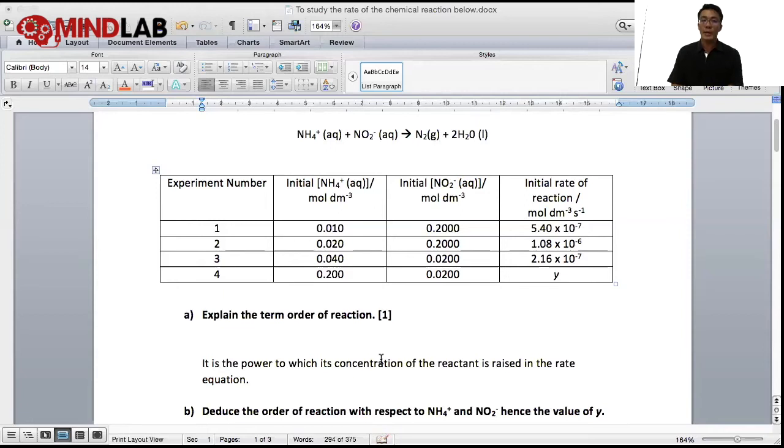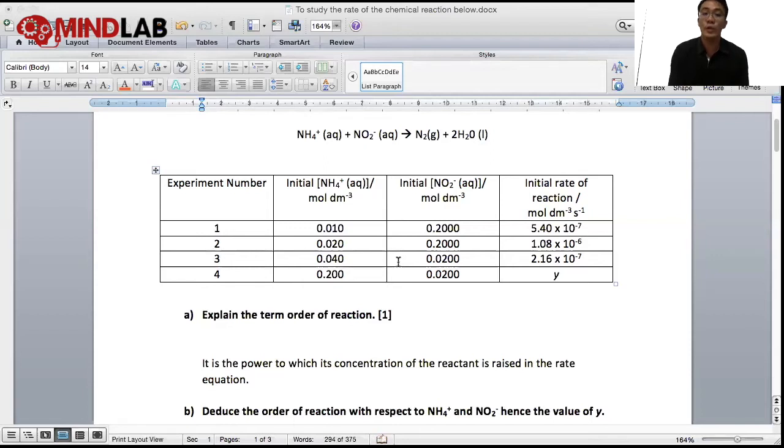Do take note that at least one reactant will have the same value of concentration in 2 of the experiments. So we can use experiments 1 and 2, because the concentration of NO2 minus is the same. What about experiments 3 and 4? Although we have the same values for NO2 minus in experiments 3 and 4, we do not know the initial rate of reaction for experiment number 4. So we have to use experiments 1 and 2.